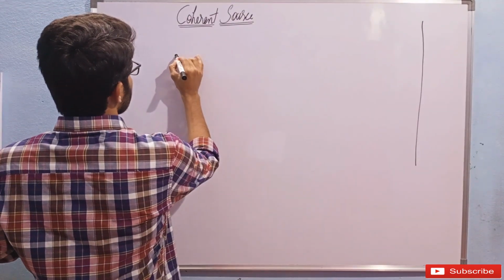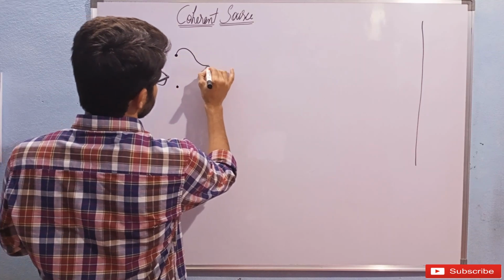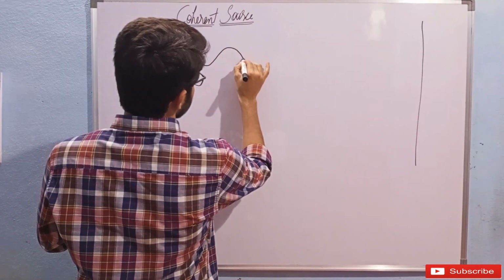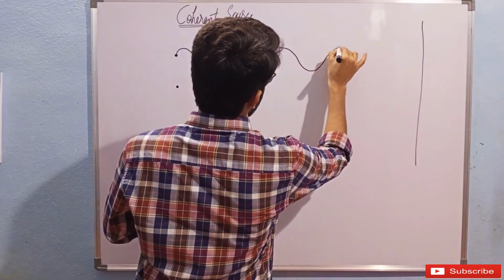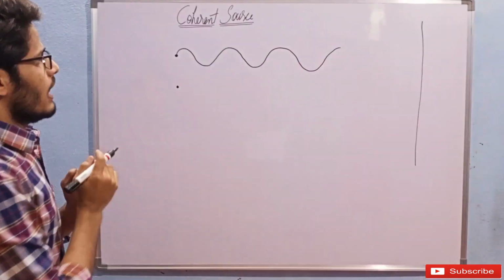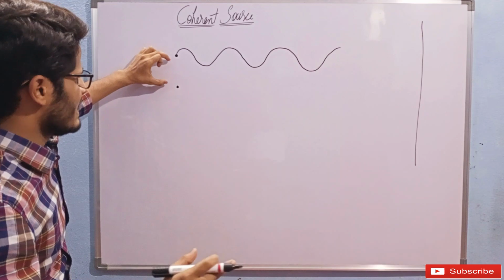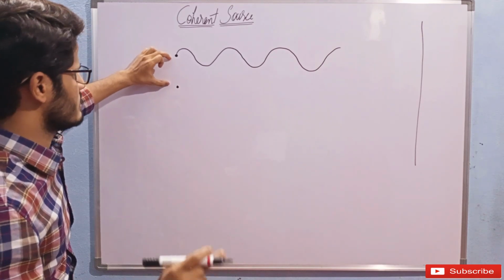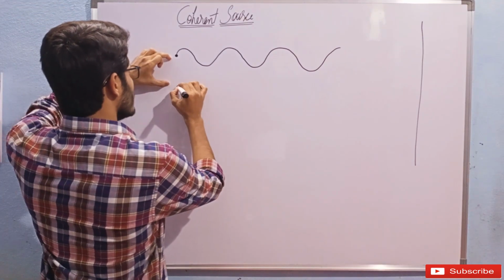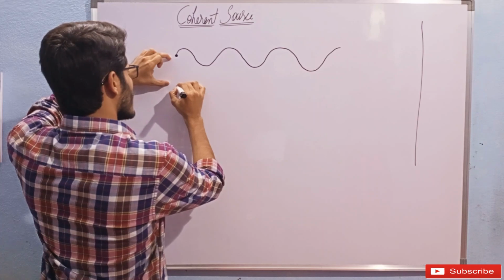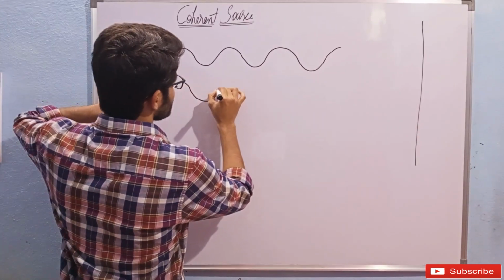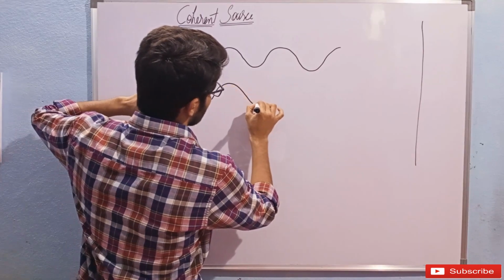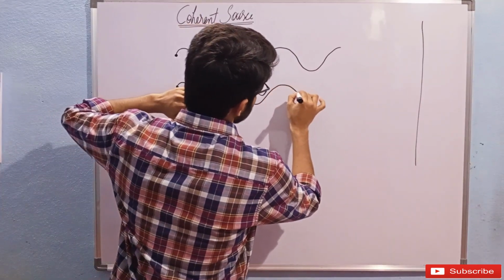The first wave from this source. I can say they are coherent if the other source has the same wavelength as that of the first source. Then only can you call them a coherent source.